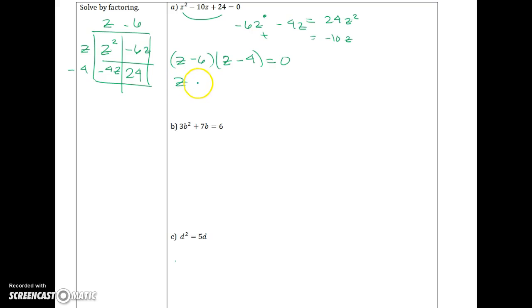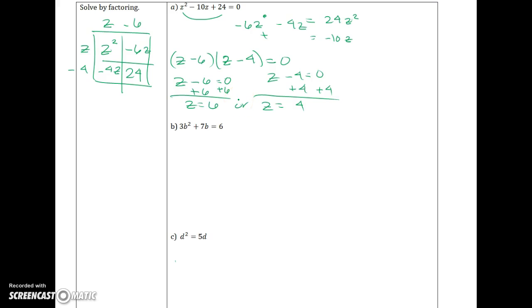So I'll set up my two equations, z minus 6 equals 0, z minus 4 equals 0. Add 6, and I have z equals 6, and then for this one I'll add 4 and add 4, and I get z equals 4. So z equals 6 or z equals 4, that's solving by factoring.